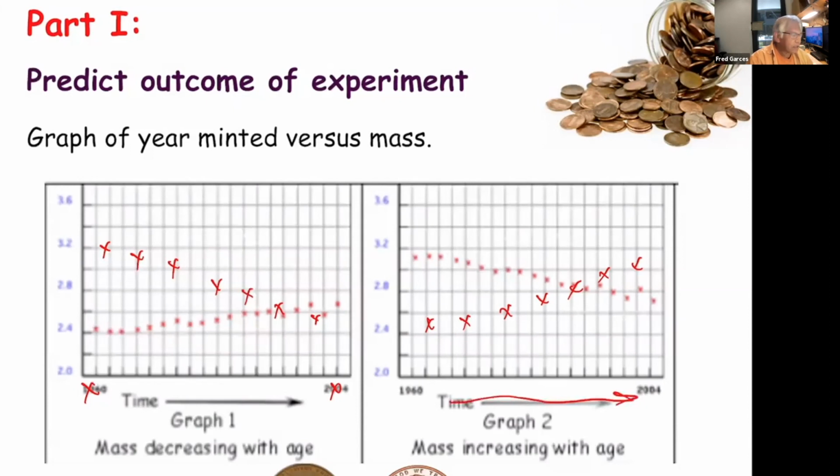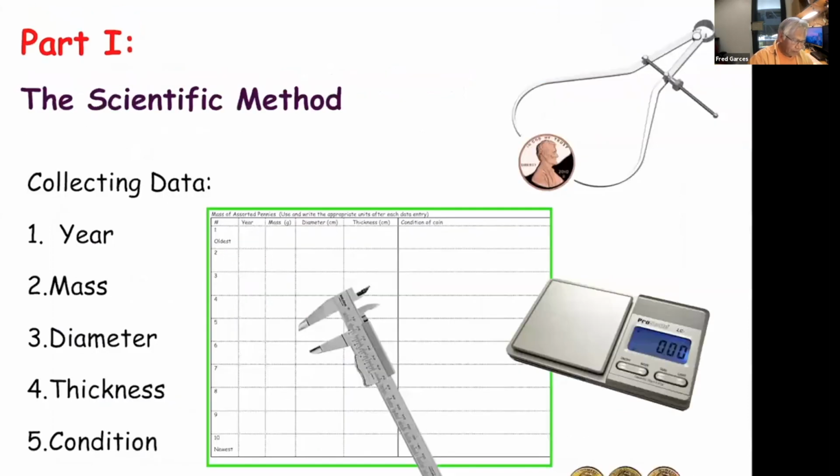So that's essentially what you guys are going to do with your 10 data points. And then this is the data set that you guys are going to be collecting. Okay, so let me just show you how that's done. Remember that you guys are going to be doing the year, the mass, the diameter, the thickness, and the condition. So I'm going to switch cameras.